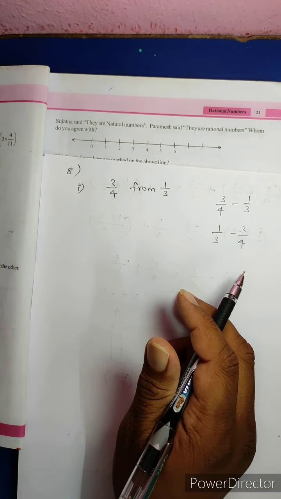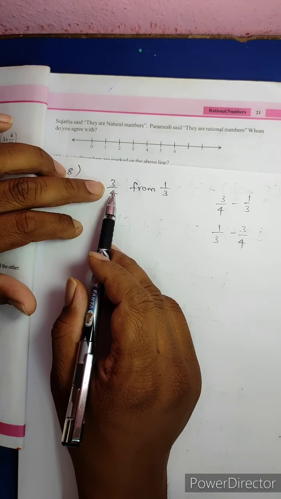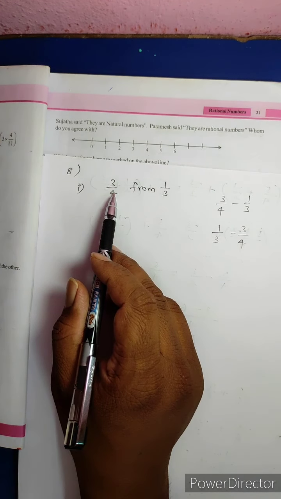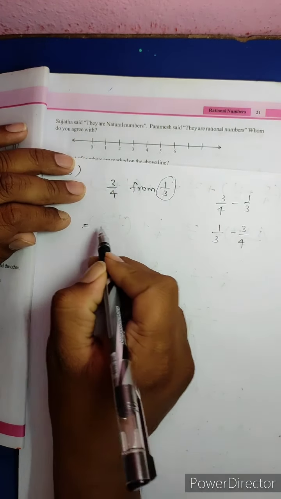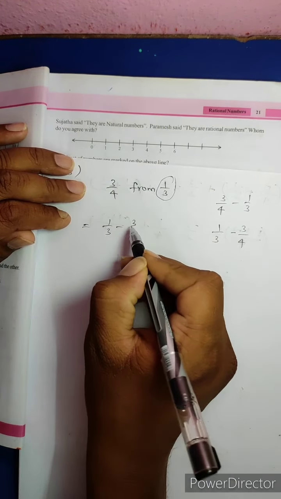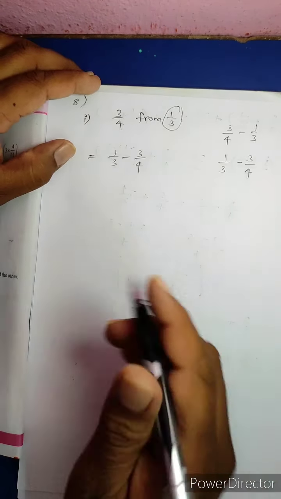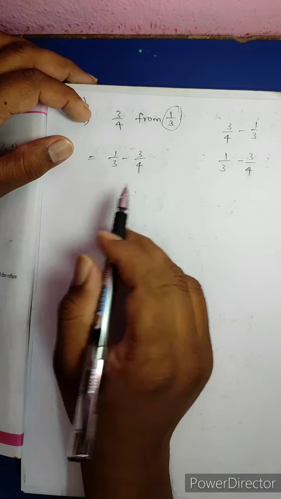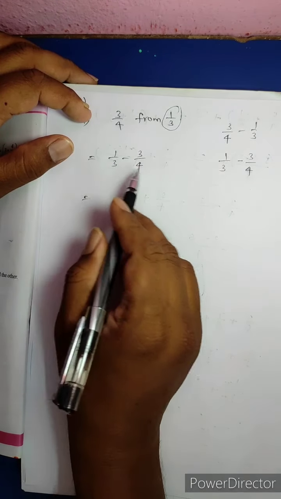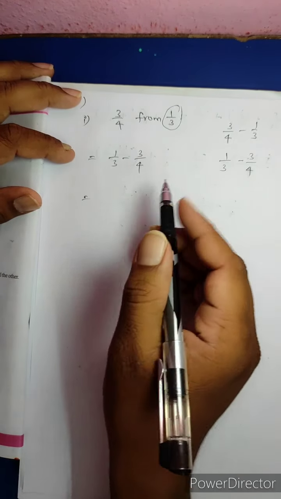Understanding what is asked in the question is important. Subtract 3 by 4. This number is subtracted from which number? From 1 by 3. So 1 by 3 minus 3 by 4. This is the correct way. Now subtraction for two fractions, two rational numbers. These two fractions are unlike fractions. First change them into like fractions.